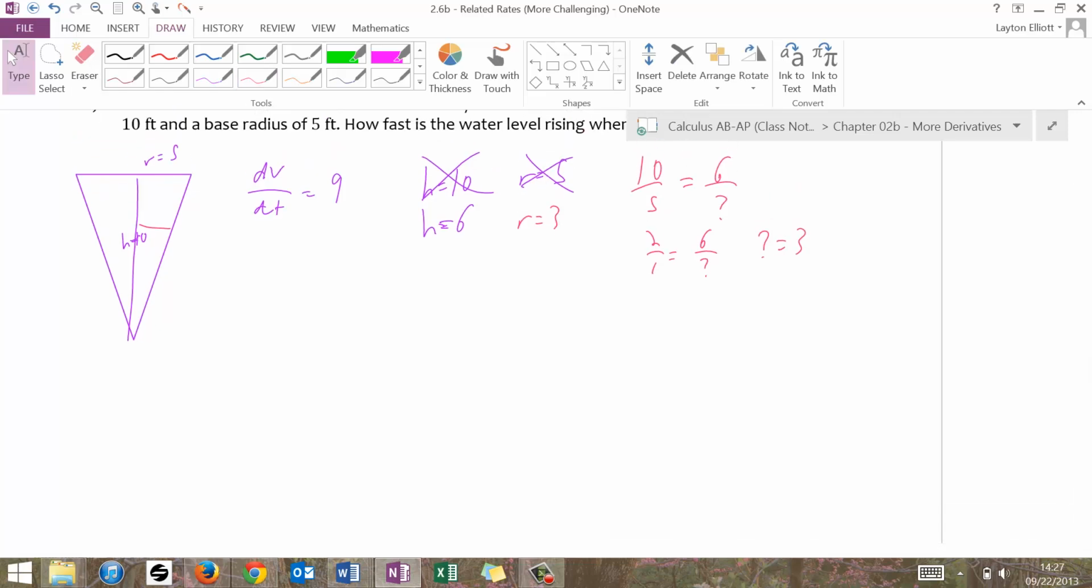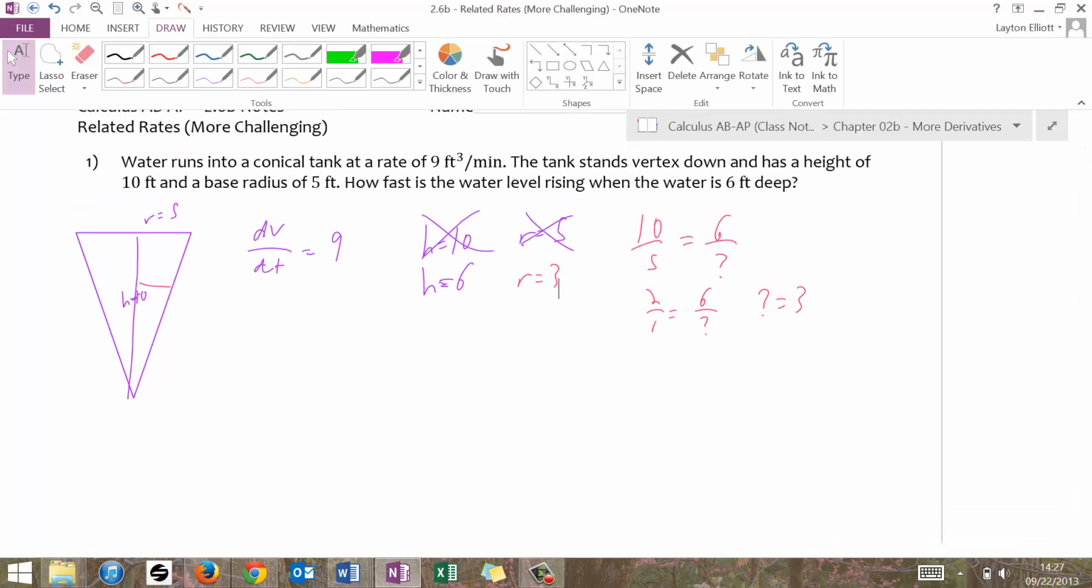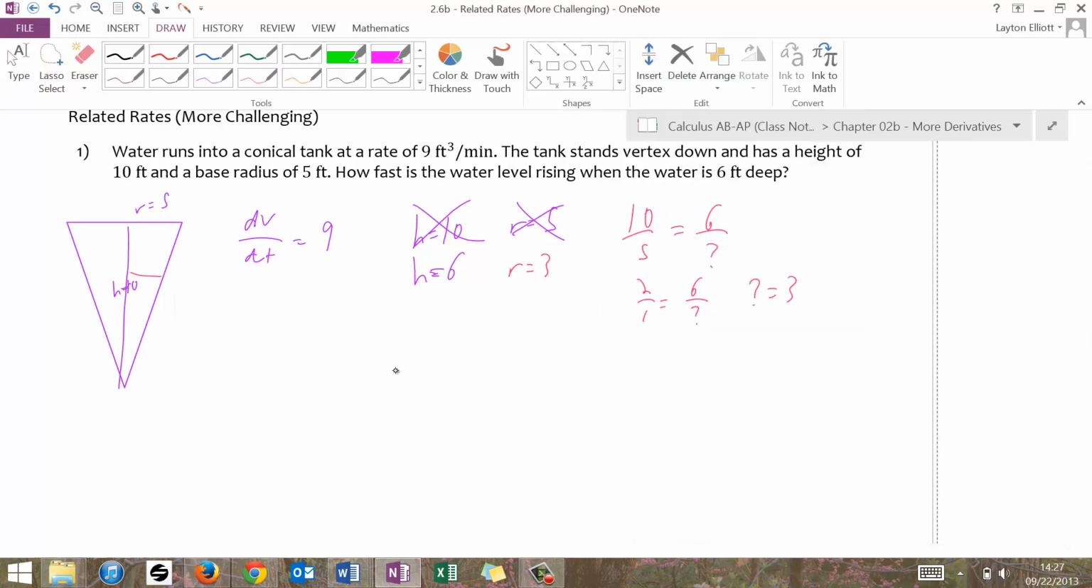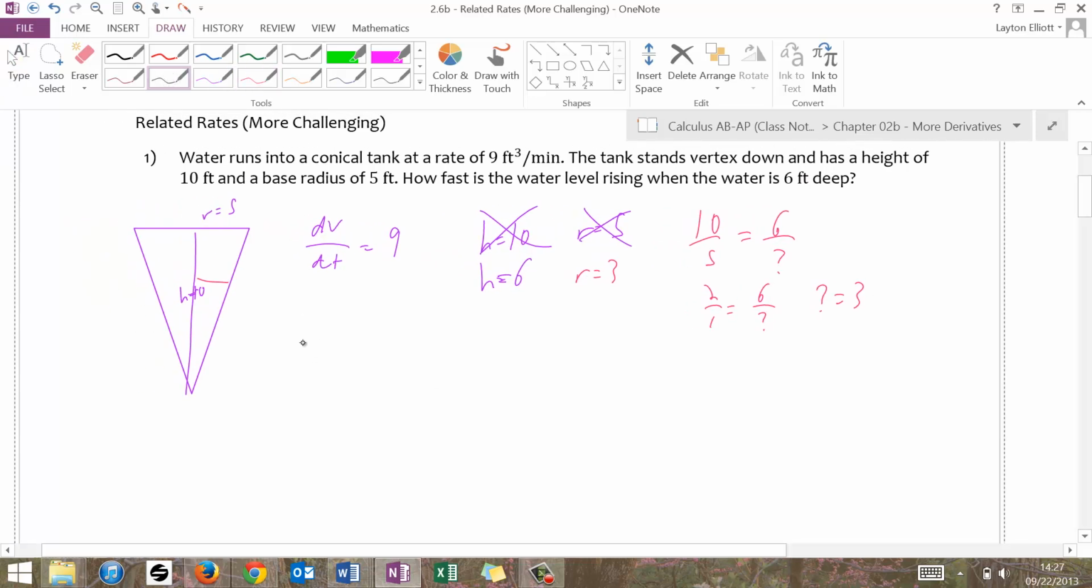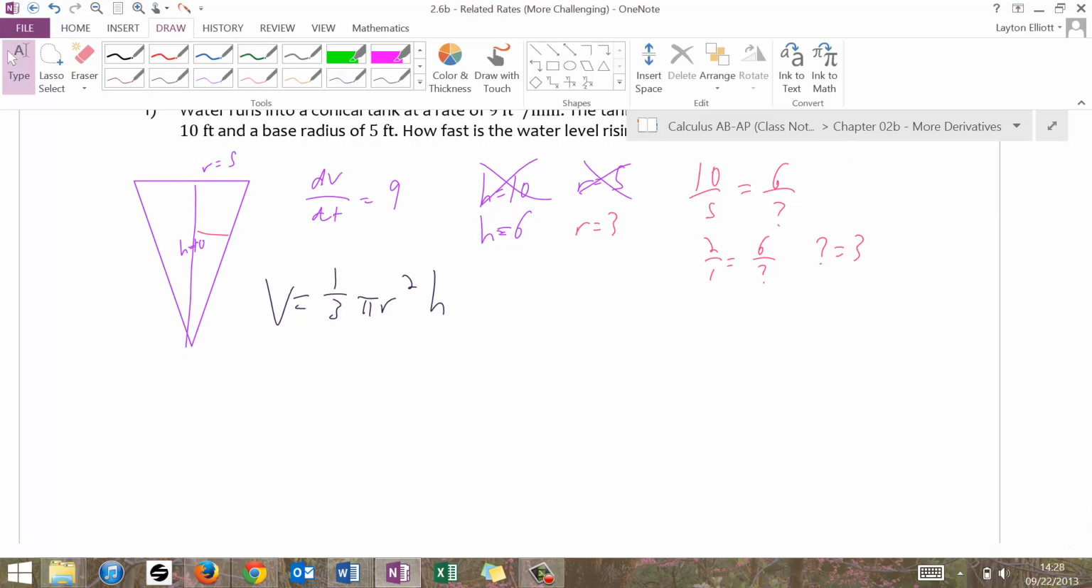Okay, so how are we going to set up our equation here, though? Because it wants to know how fast the water level is rising. This goes back to one of the things we did in pre-calculus where we had to set an equation relative to another one. I know that the volume of a cone is 1/3 pi r squared h. But now I need to express this in terms of something else. So I have to say that the ratio of the height to the radius is equal to 10 to 5, or 2 to 1.